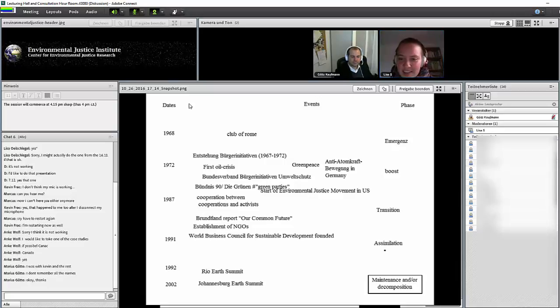Okay, so on the right are the phases that I'm assuming everyone's probably roughly the same. So first is the emergence of the movement, which then receives a boost and transitions over time, which means that it assimilates with the main culture, and then reaches a phase of maintenance and or decomposition. As a starting point, we thought the Club of Rome report was really important. And then at the end, the Earth Summit by the UNO and the Johannesburg Earth Summit. Well, and in between there's a boost. Obviously there are most events that we picked.